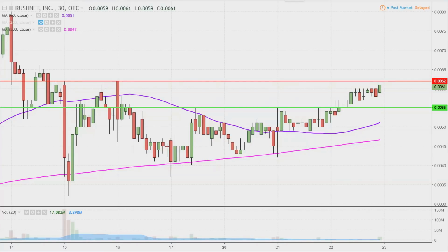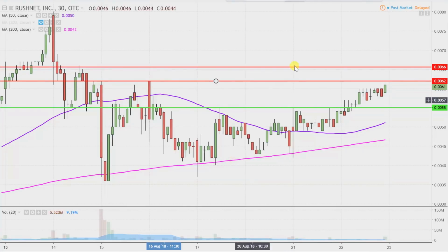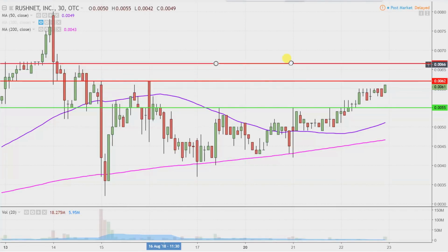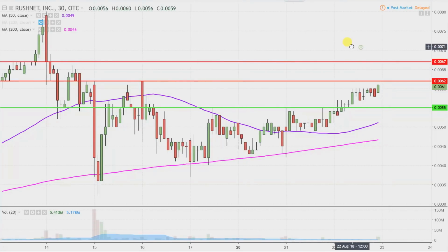In the event it does break through it, I do want to get the next level of resistance mapped out, just in case there's any sort of bigger move that may happen. So if the price can push through 0062, the next key overall area of resistance to keep an eye on is up there at 0067. So 0062, 0067, the next couple areas of resistance.